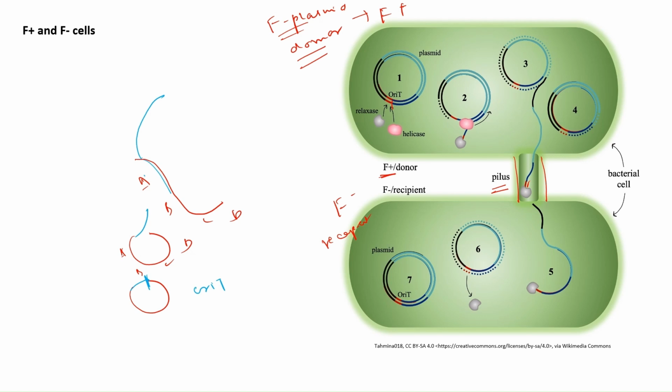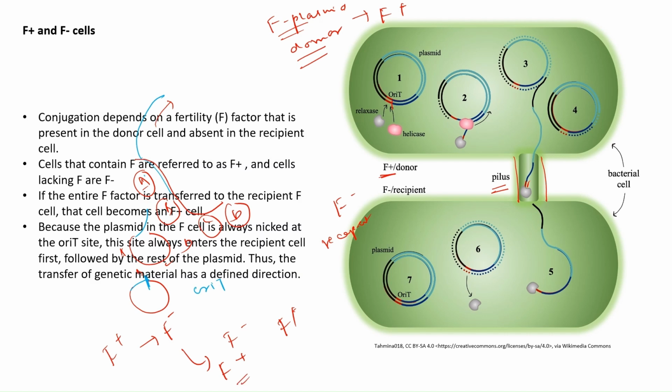So always the transfer of genetic material from one cell to another has a direction. Always it will enter from this ORT site. So whatever genes follow the ORT, in the same order, the genes will get transferred into the recipient cell. So after transfer, what will happen? The F minus will also become F plus cell. Whenever the gene is getting transferred from F plus to F minus cell, after transfer, this F minus cell will also become F plus cell. This is only written here.